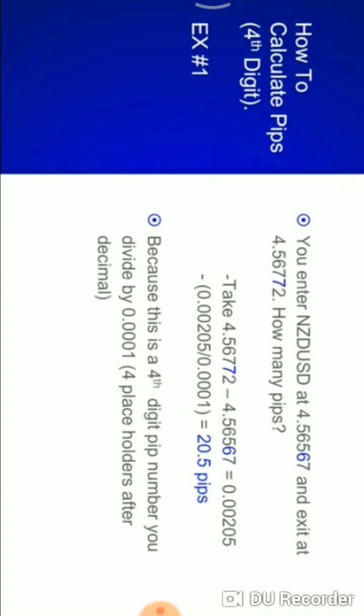So she calls her brother's phone. Why did you want me to divide by 0.0001? Because remember, the pip is the fourth digit after the decimal place. So if you divide by that, you're going to get 20.5.